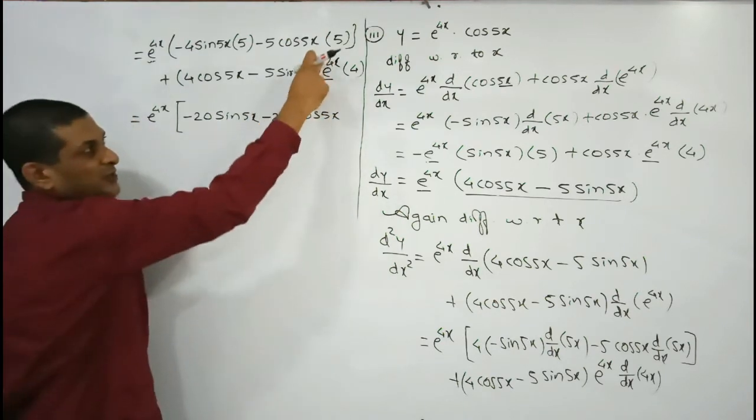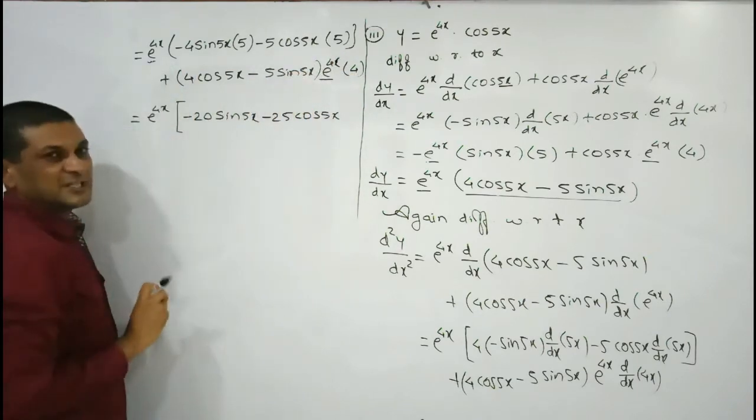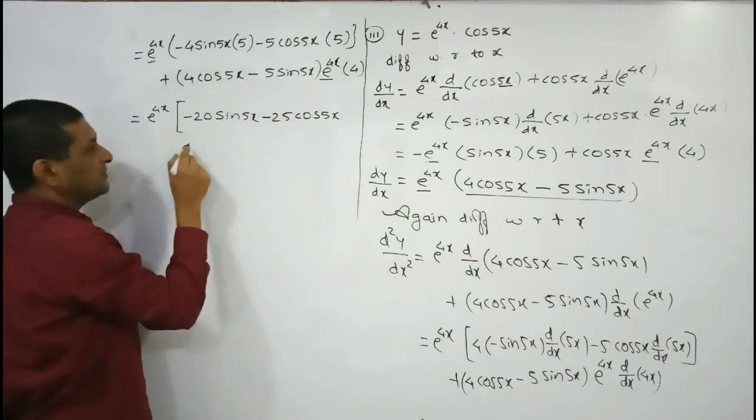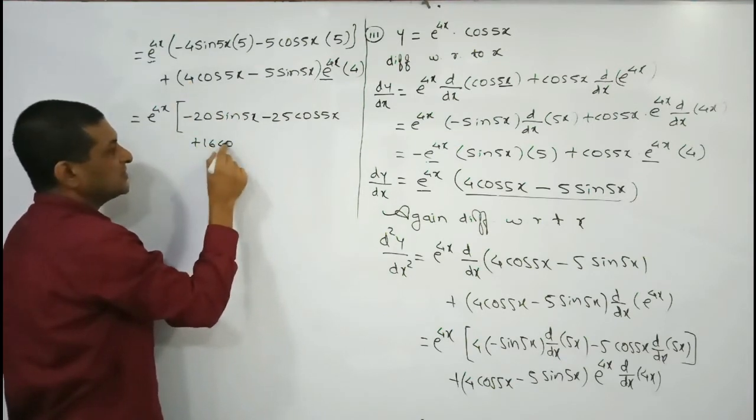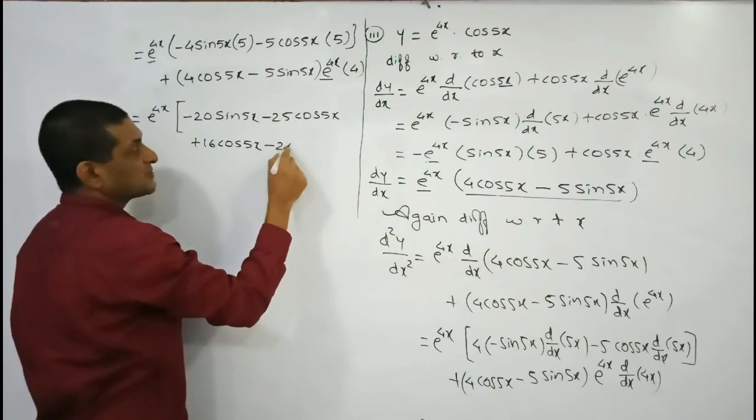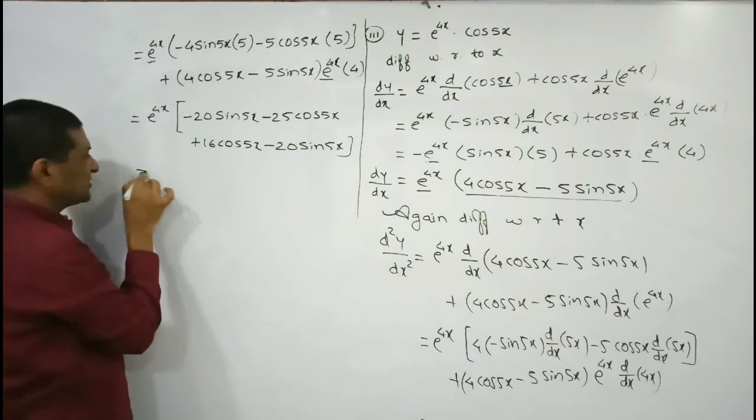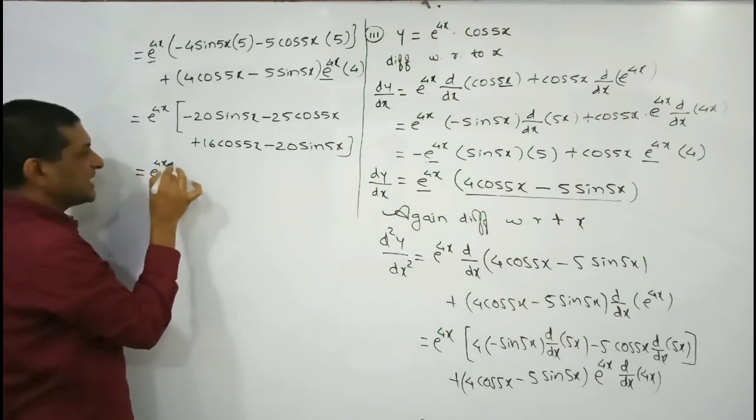And here e raised to power 4x we have taken common, and we are multiplying by 4 to both the terms in this bracket. So 4 into 4 will be equal to 16 cos 5x, and 4 into minus 5 is minus 20 sin 5x, isn't it? So which is equal to e raised to power 4x, keep it as it is.